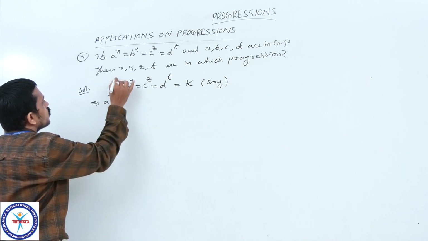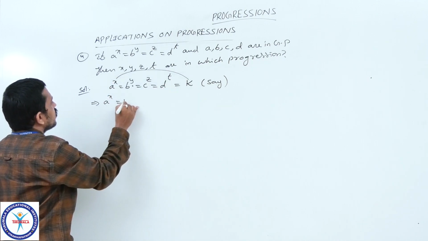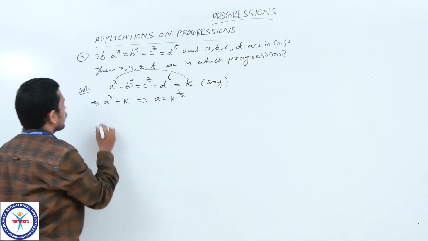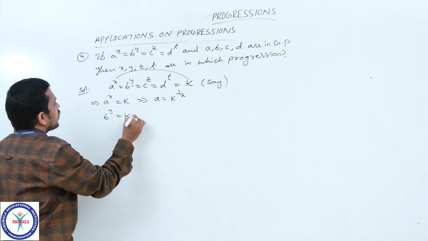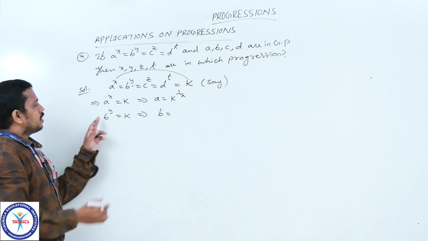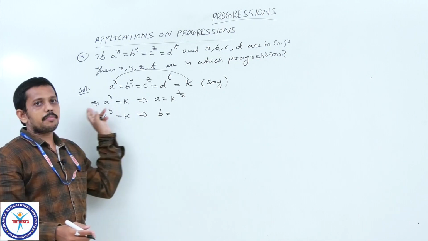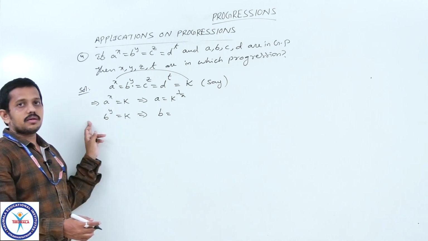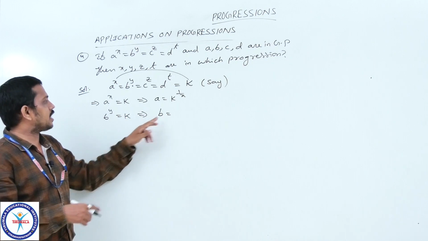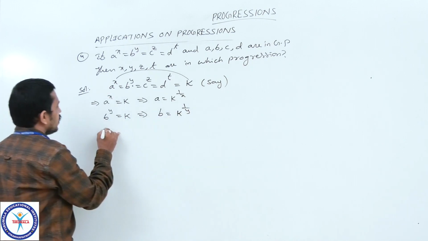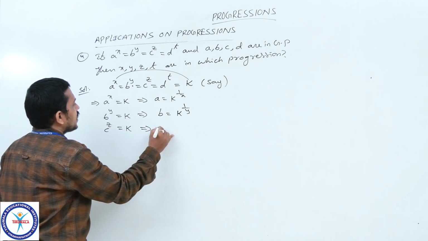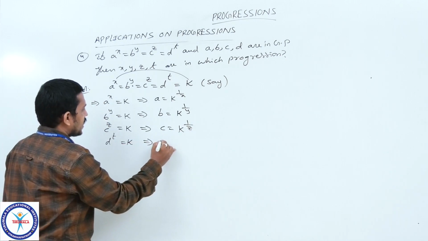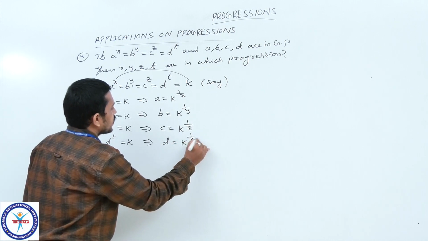Then a^x = k. A^x = k implies a = k^(1/x), and b^y = k implies b = k^(1/y). Here a^x = k, by taking the 1/x power on both sides, a = k^(1/x). Similarly, b^y = k, then by taking the yth root on both sides, we get b = k^(1/y), and c^z = k implies c = k^(1/z), and d^t = k implies d = k^(1/t).